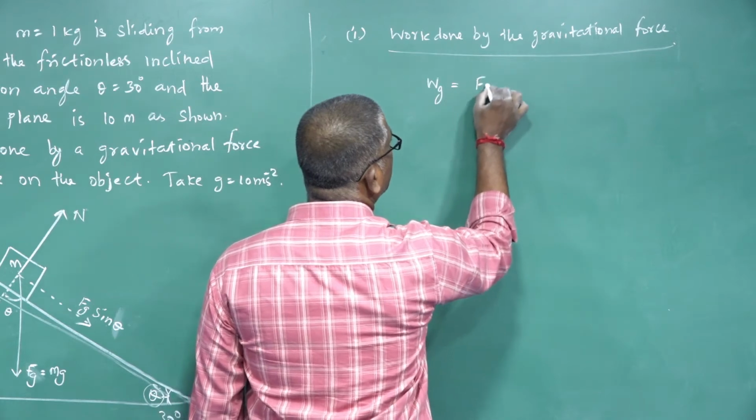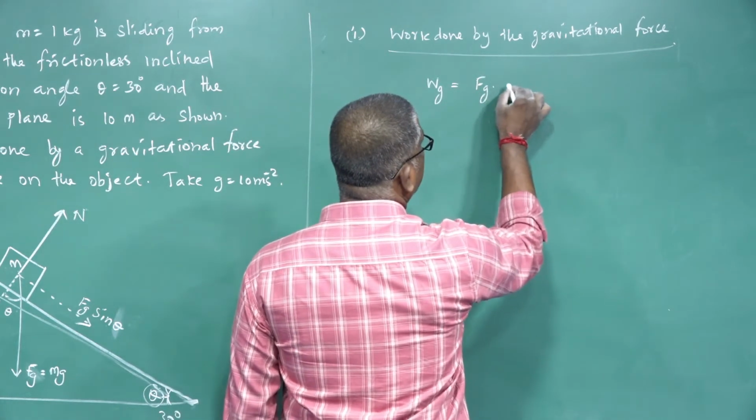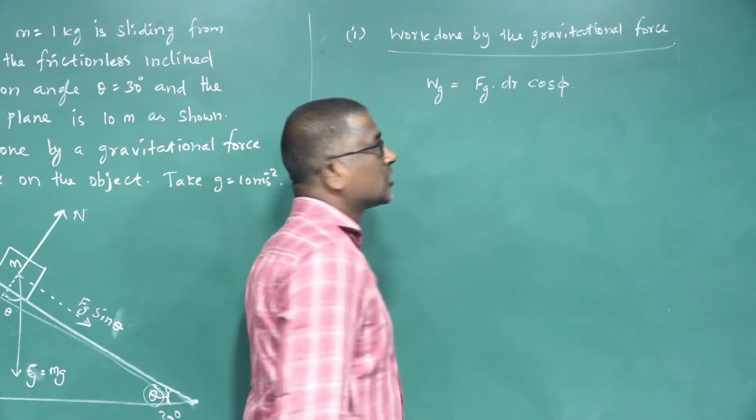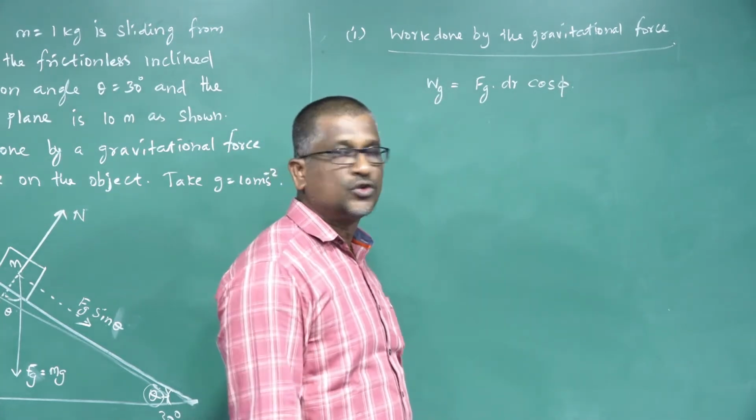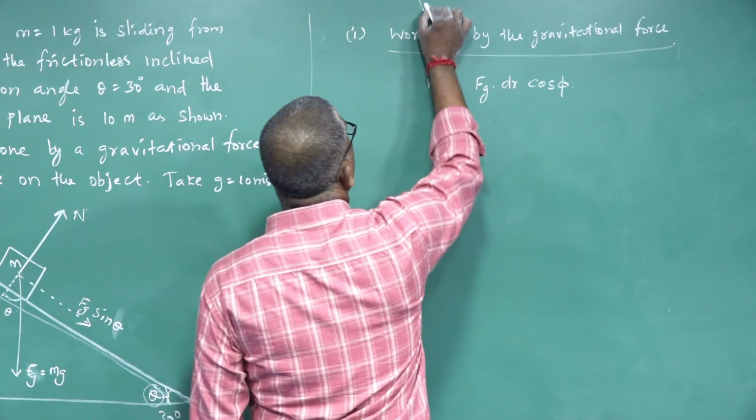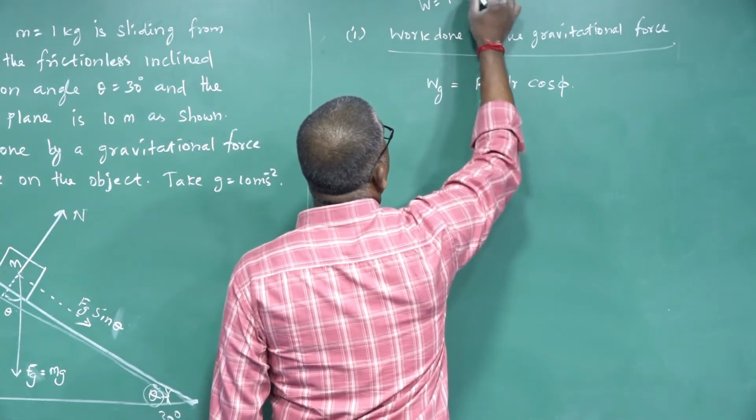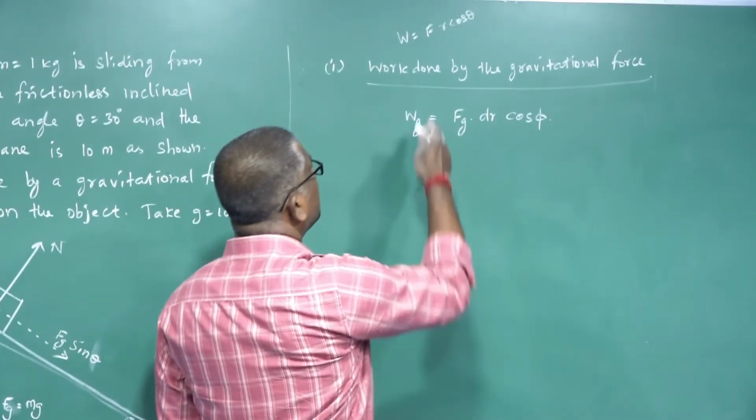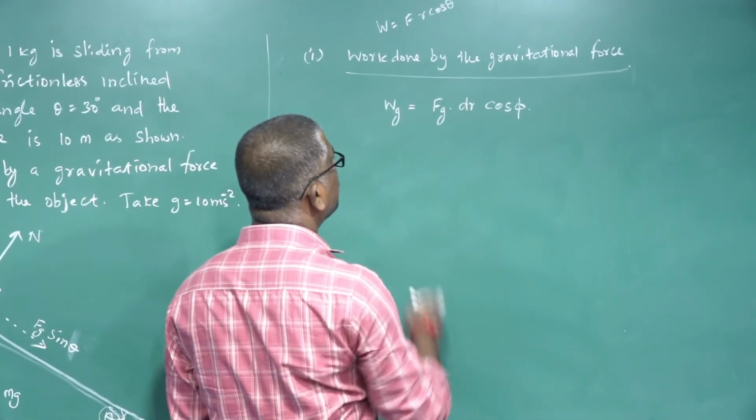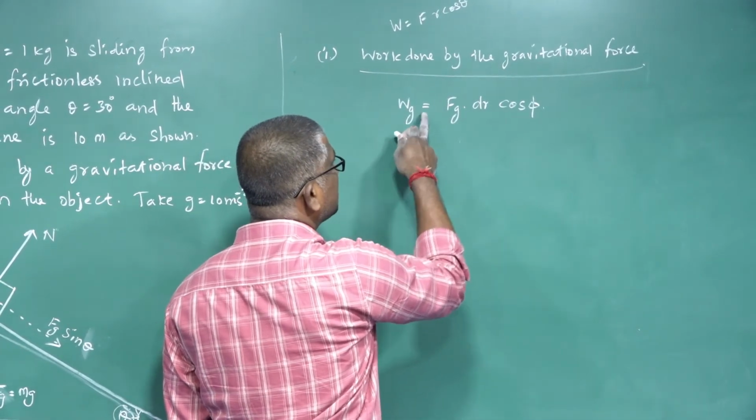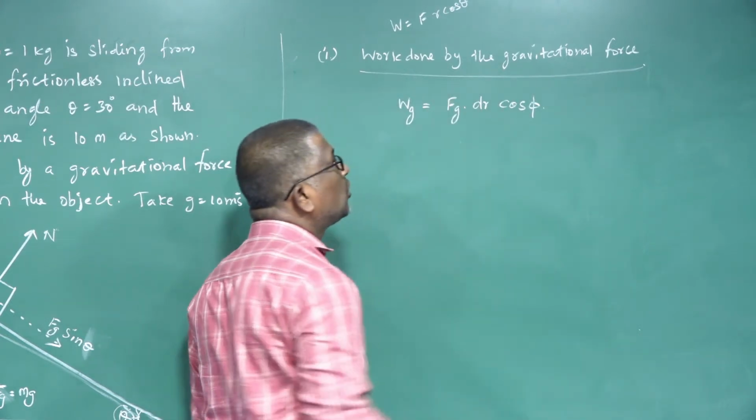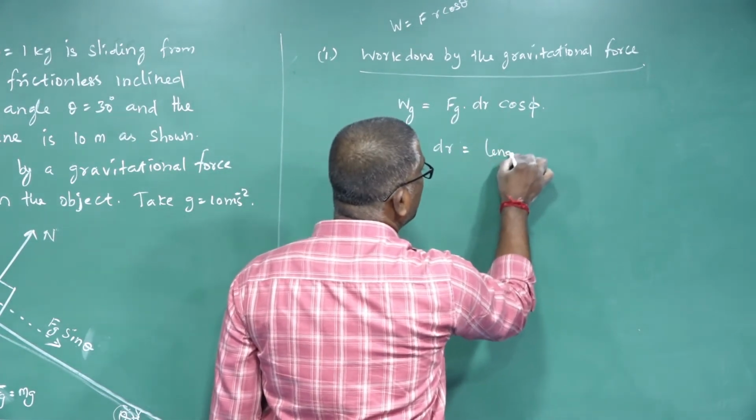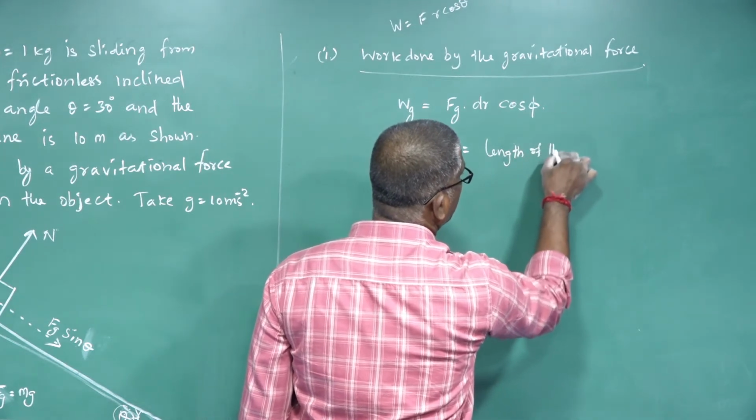It is given by F suffix g dr into cos phi. Okay. Work done by a constant force. We know that work done by a constant force is given by W is equal to F r into cos theta. Here for our convenience, work done by the gravitational force is taken as W suffix g. It is given by F suffix g dr into cos phi. Here dr is the length of the inclined plane.